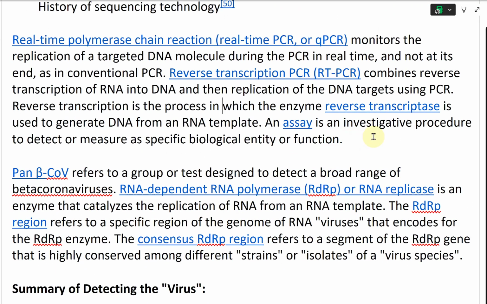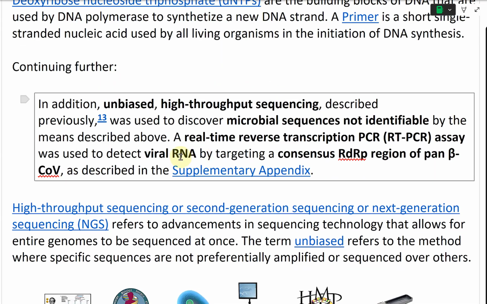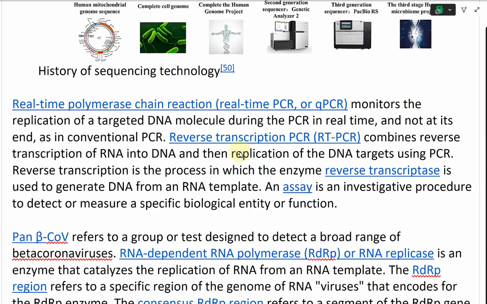In an assay over here, because it's using this RT-PCR assay. An assay is an investigative procedure to detect or measure a specific biological entity or function. Basically, just a procedure list. And then the last one right here, so they use this RT-PCR to detect viral RNA by targeting a consensus RD-RP region of this pan-B-CoV. Let's see what those all mean.